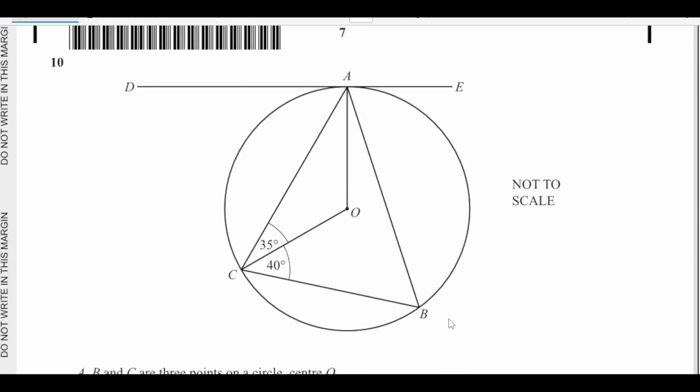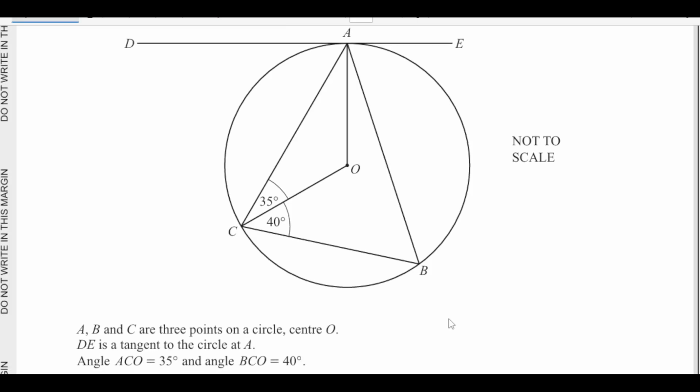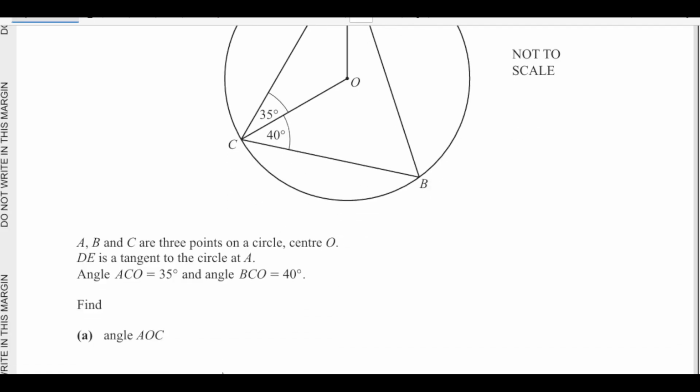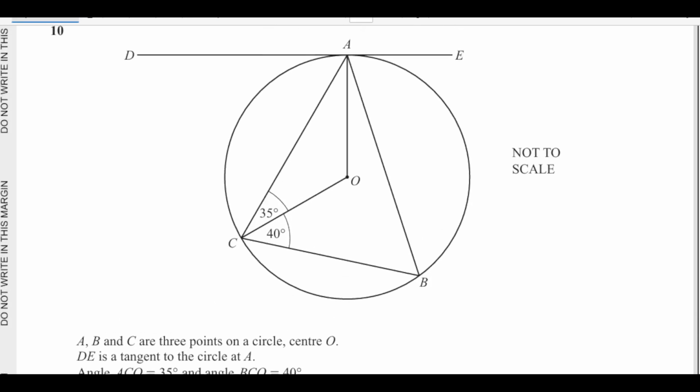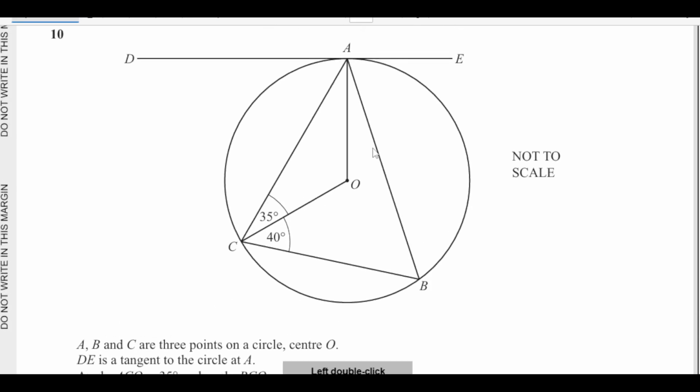Now, number 10, we have this circle here. So, we are given A, B, C are 3 points on a circle. So, you can see these points are on the circle. D, E is a tangent, tangent is a line that touches a circle at one point. Angle ACO is 35, angle BCO is 40, everything is shown on the diagram, but they are not to scale. Remember that you are not going to measure anything from here. Find angle AOC. AOC is here, right. We are looking for this angle now.